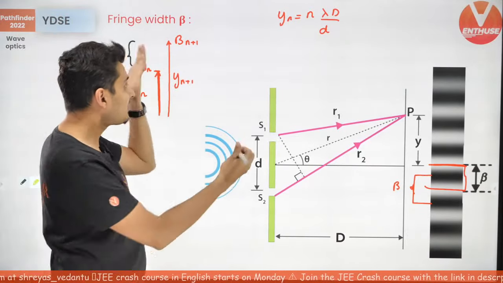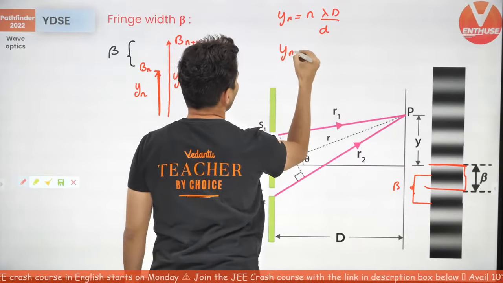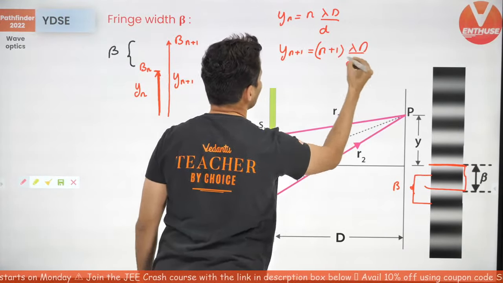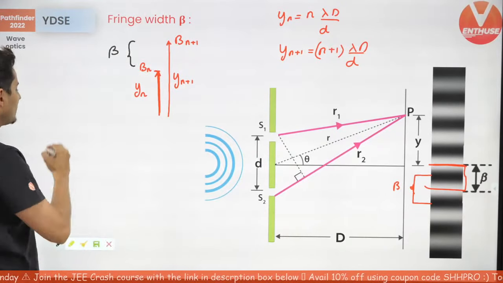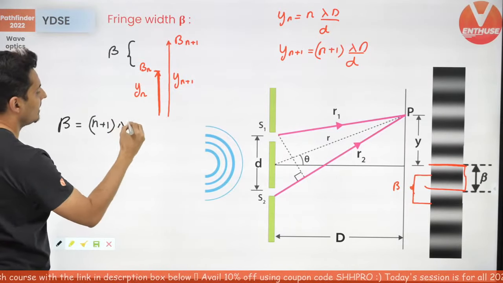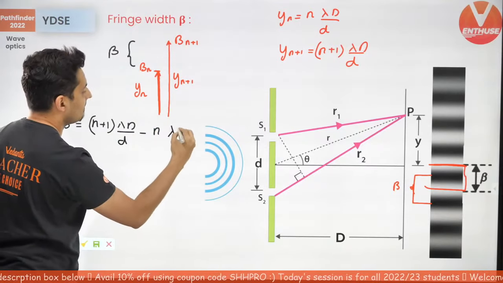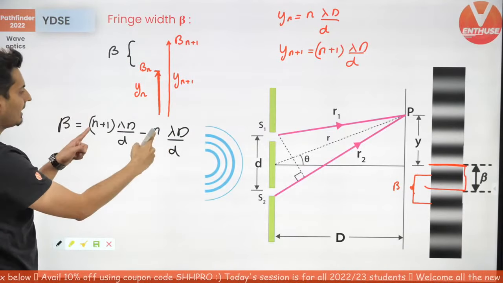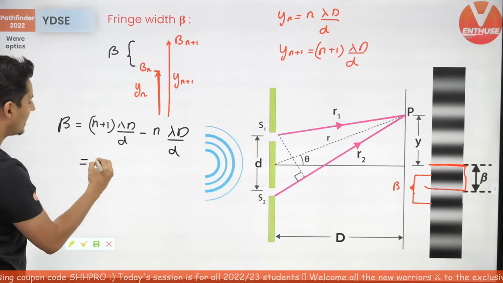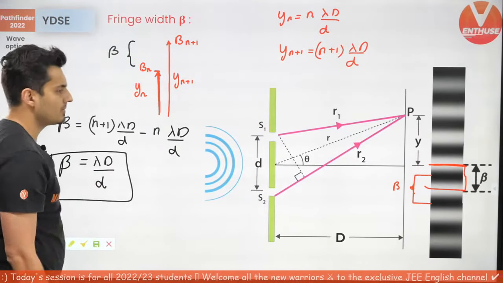the difference of the next fringe to the previous fringe, whatever that distance is. So what is Yn plus 1 going to be? Yn plus 1 will be obviously n plus 1 times lambda D by d. So think, what will be the value of beta? The value of beta will be n plus 1 times lambda D by d minus n times lambda D by d. You can see n, lambda D, and d will get cancelled. Only one term will remain, and that is lambda capital D by small d.